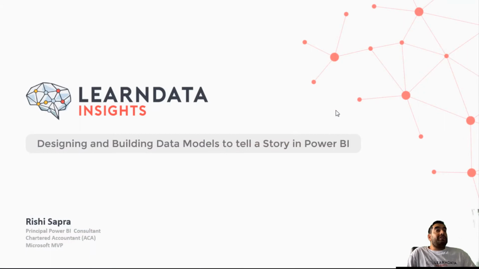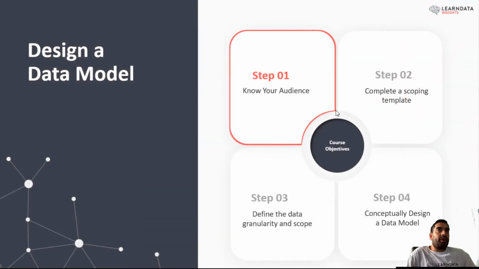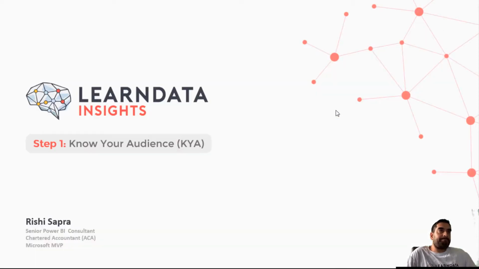There are 4 key steps to designing and building a data model to tell a story in Power BI. The first is to know your audience. The second is to complete a scoping template. The third is to define the data granularity and scope. And the fourth is to conceptually design a data model. Here we're going to look at the first step, know your audience.